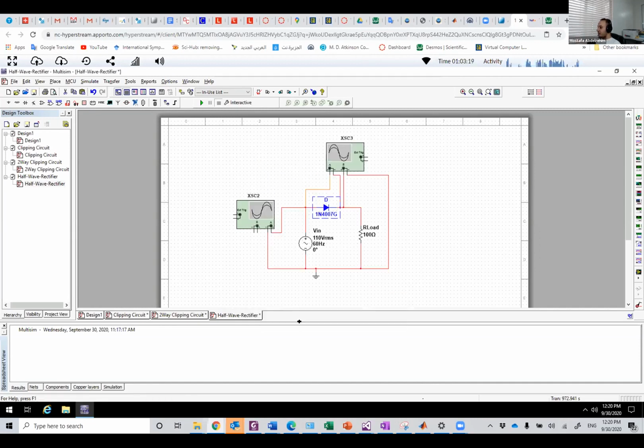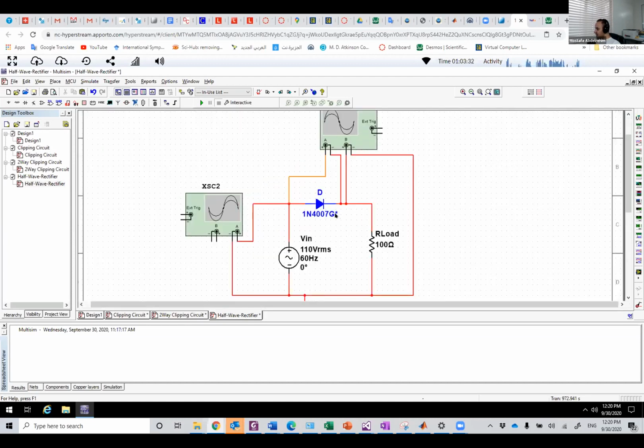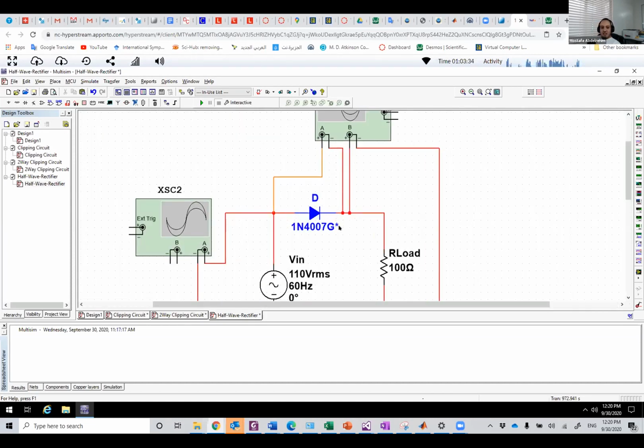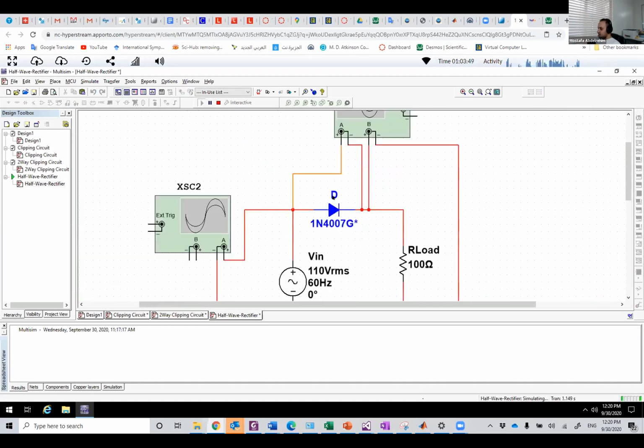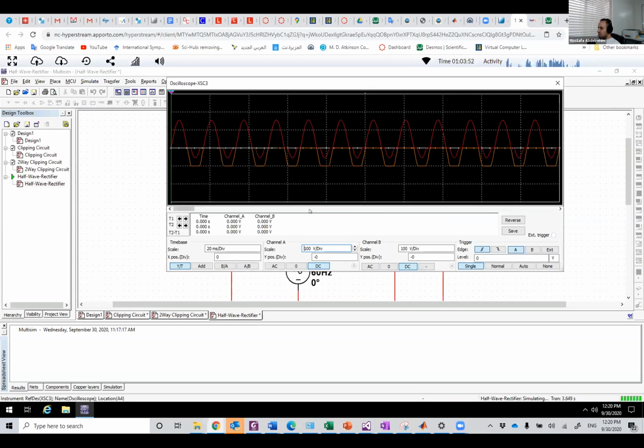Okay, so when you change some of the parameters of the diode, you see, guys, this little asterisk. That means there is a change in the model of that diode, because we changed the breakdown voltage from 1000 to 100. So let's run and see. Oh, yes. So this is a problem now.